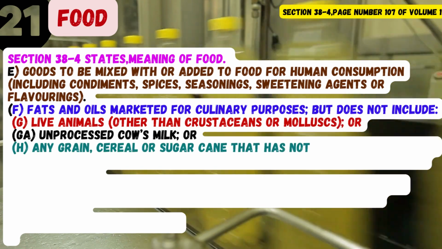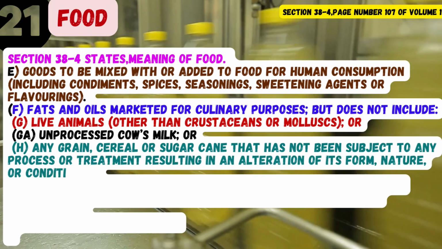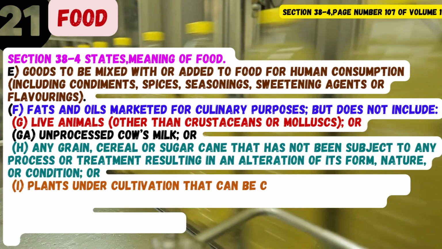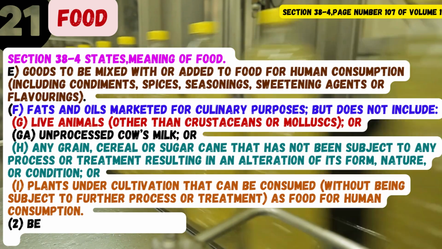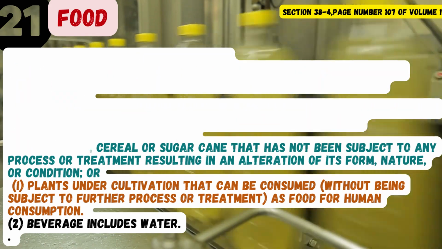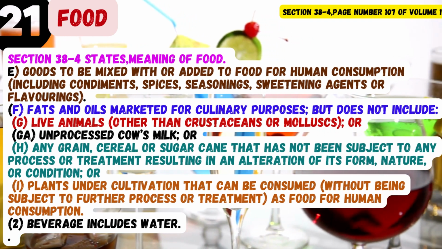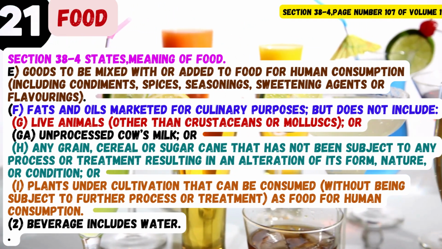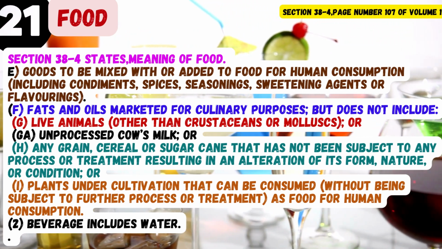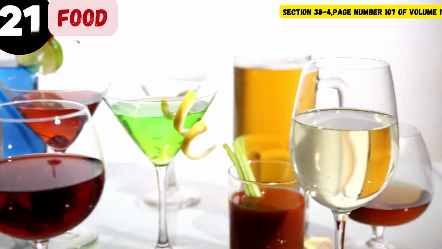G. Live animals, other than crustaceans or mollusks. Or G. Unprocessed cow's milk. Or H. Any grain, cereal or sugarcane that has not been subject to any process or treatment resulting in an alteration of its form, nature or condition. Or I. Plants under cultivation that can be consumed, without being subject to further process or treatment, as food for human consumption. 2. Beverage includes water.